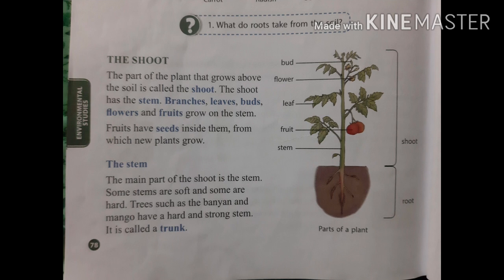Next, the shoot. The part of the plant that grows above the soil is called the shoot. The shoot has the stem, branches, leaves, buds, flowers and fruits that grow on the stem. Fruits have seeds inside them, from which new plants grow. The stem. The main part of the shoot is the stem. Some stems are soft and some are hard. Trees such as the banyan and mango have a hard and strong stem. It is called a trunk.